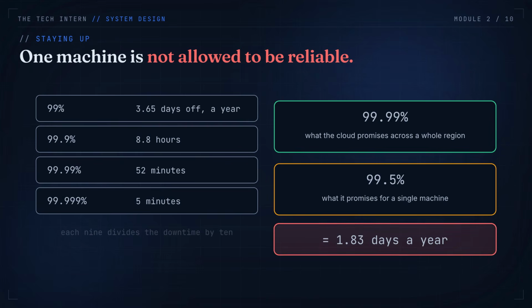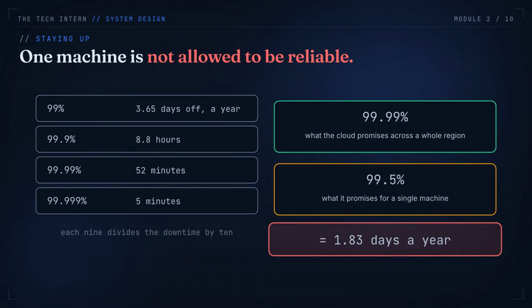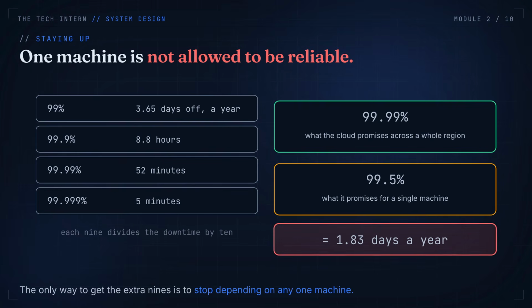99.5% is 1.83 days of downtime a year. That's not a small print detail. That's the cloud provider telling you, in writing, that one machine is not allowed to be reliable. The only way to get those extra nines is to stop depending on any single one. And that is exactly the problem we're going to spend the next hour solving.